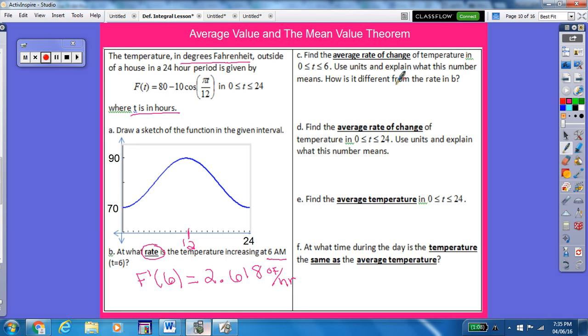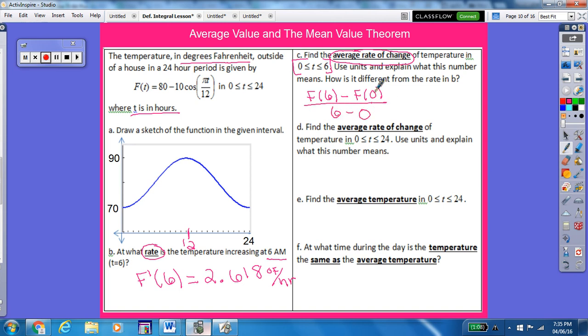Moving on, they ask us for the average rate of change in the temperature from 0 to 6. In this case, they actually use the word average rate of change, and they give us an interval right here, 0 to 6. So we're going to need the formula for average rate of change, which is change in y over change in x. In this case, it's f of 6 minus f of 0, divided by 6 minus 0.